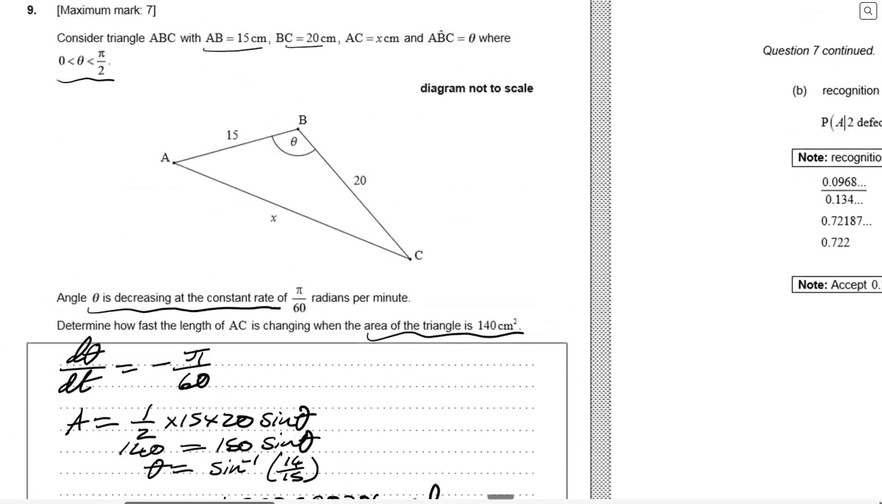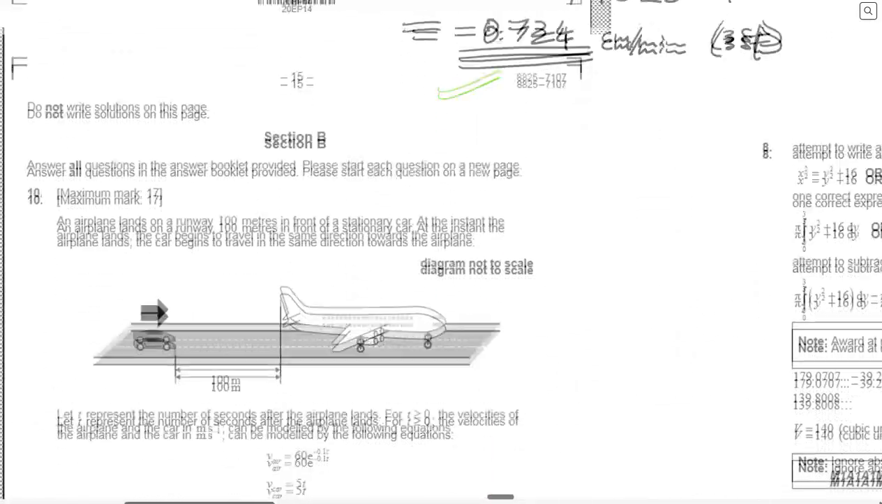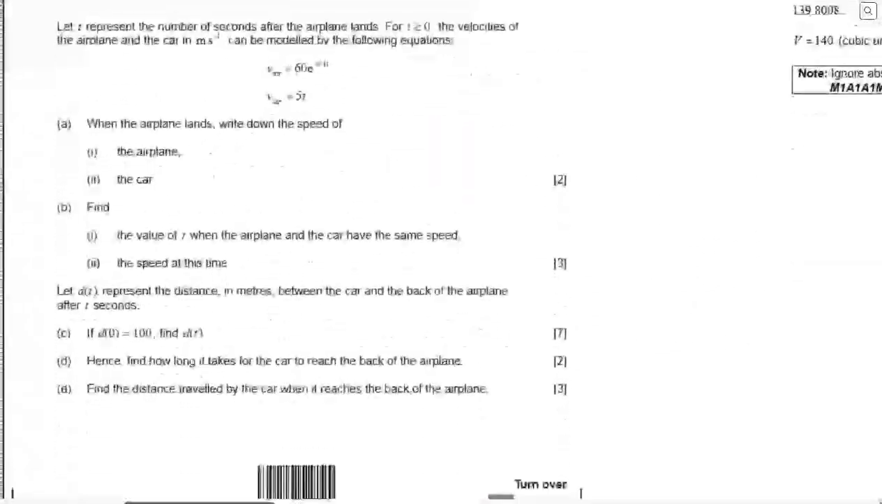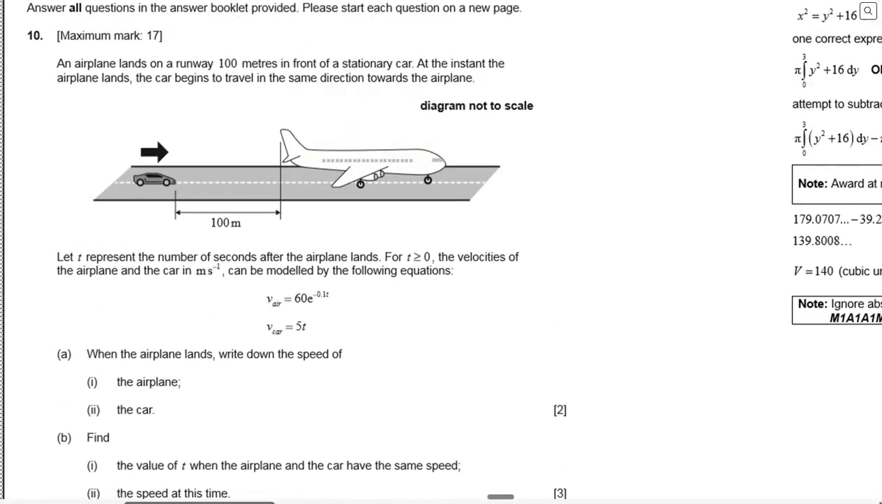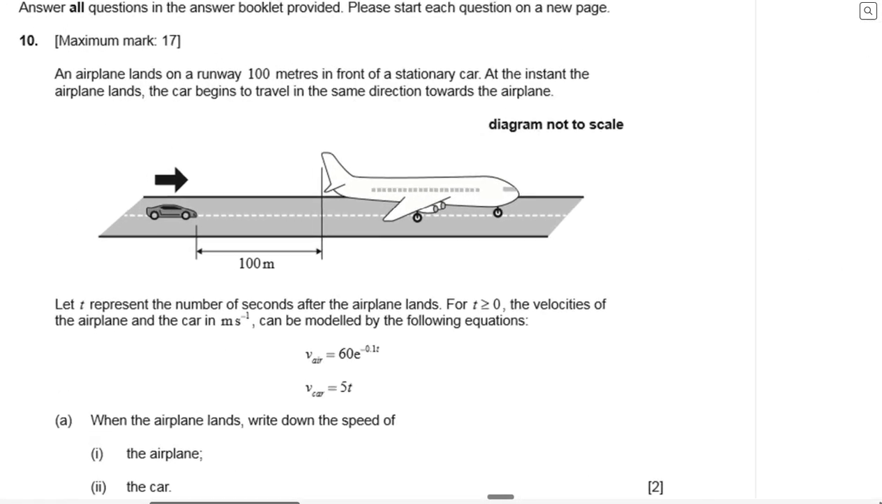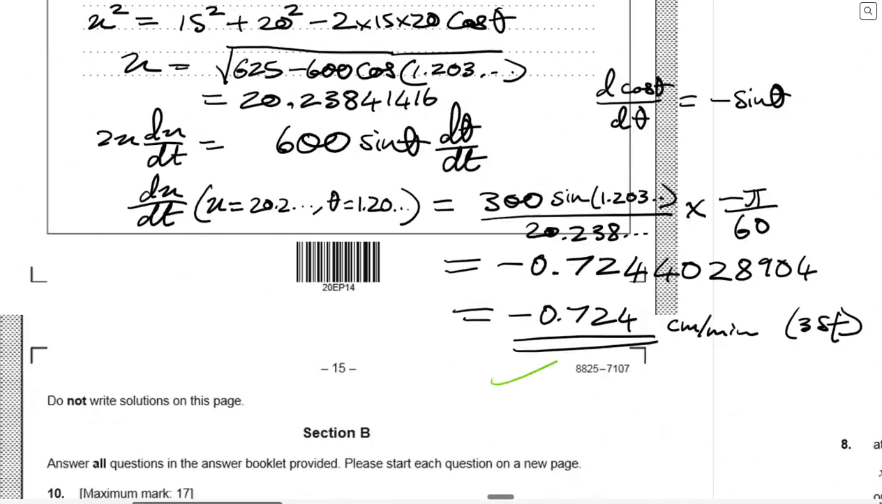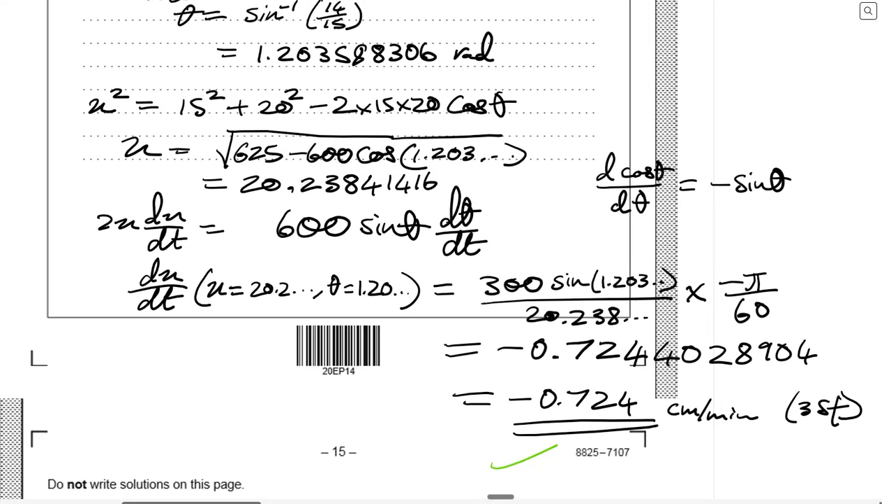So that's how you do question 9, guys. And we'll move on to question 10 next and section B. In fact, how about we just do that now? Actually, let's separate it. This is 17 marks, so it'll take a bit of time.